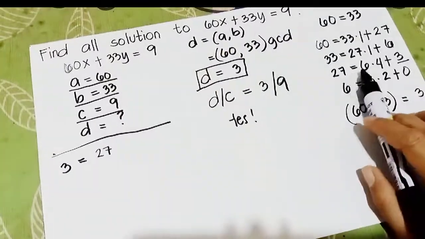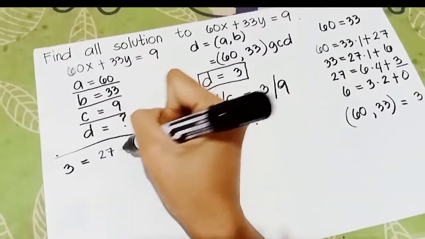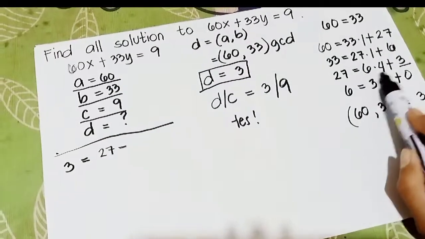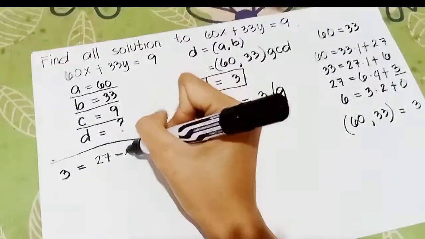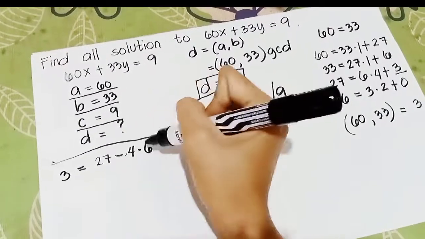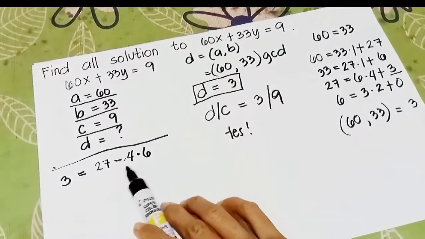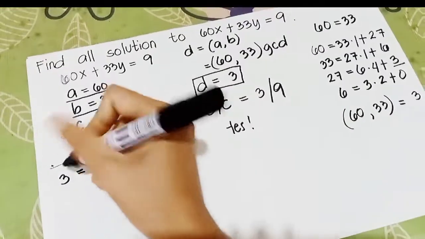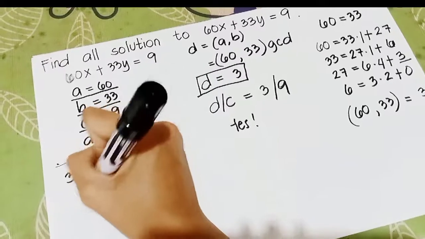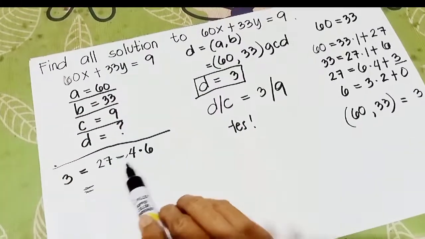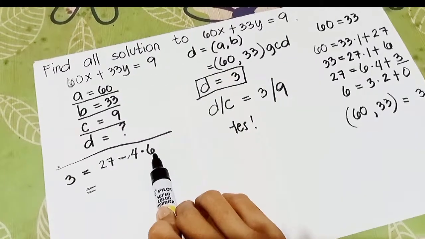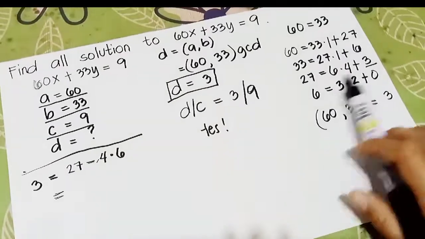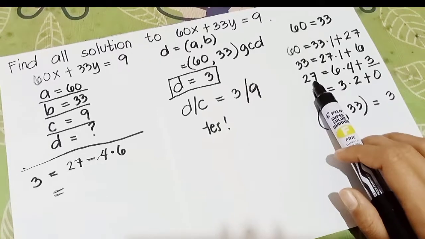If we reverse the step, we will minus the product of these two numbers, which is 4 times 6. 27 minus 4 times 6 equals... if you try to solve this equation, 27 minus 4 times 6, the answer will be 3. Alright? So, 27.